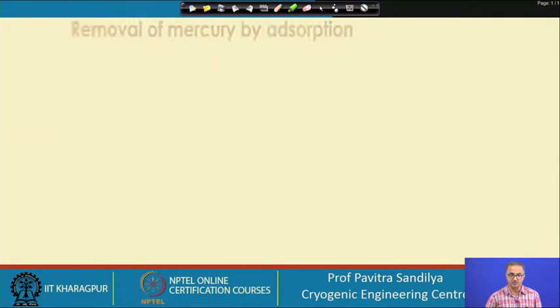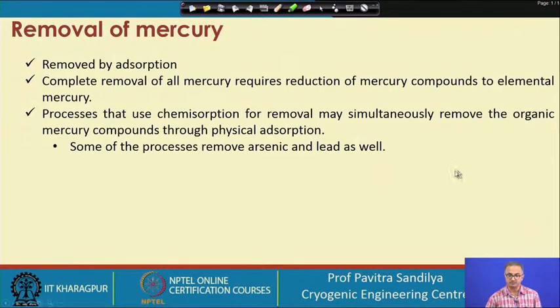It is removed by adsorption, and complete removal of mercury requires reduction of the mercury compounds into elemental mercury. So we have to convert all the compounds of mercury into elemental mercury to ensure its complete removal, and generally these processes use chemisorption for removal, and to remove the organic mercury compounds, physical adsorption. So both chemical adsorption and physical adsorption are used for the removal of mercury, and during this removal of mercury, some of the arsenic and lead also get removed.